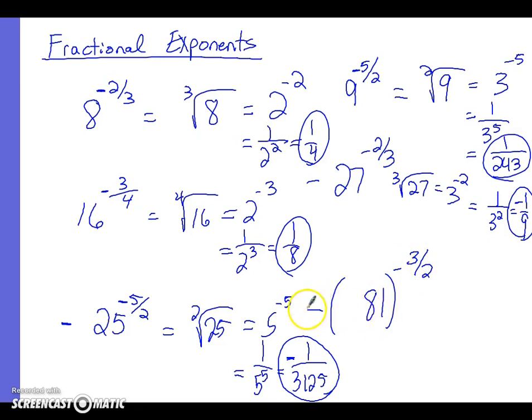This one right here, again, there's a negative on the outside, so I know the answer will be negative. But we'll worry about that later. So 81 to the power with the square root of 81, which is 9, and then 9 to the negative third power, which is 1 over 9 cubed. 1 over 9 cubed is 1 over 729. But remember, there was a negative on the outside. And again, you can verify that on your calculator. That's fractional exponents.